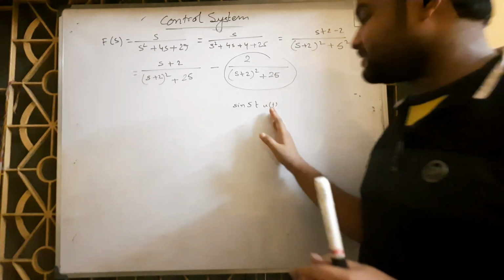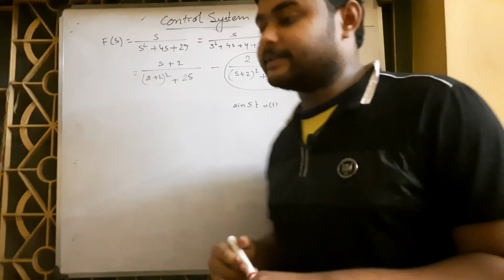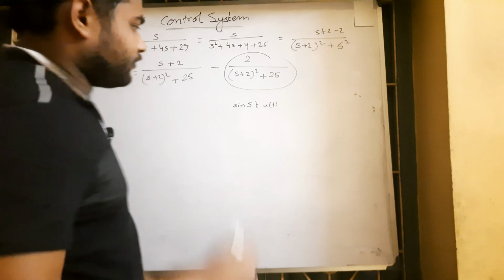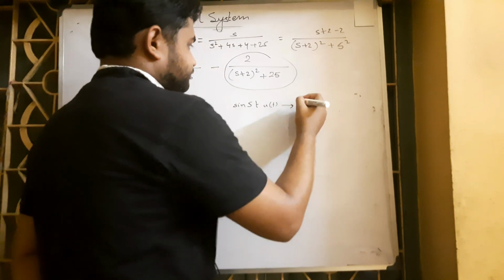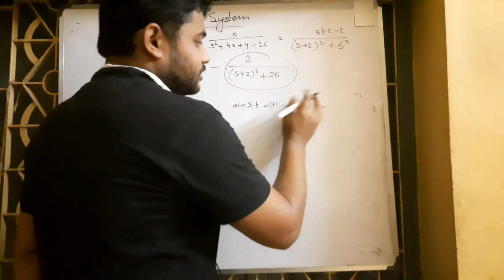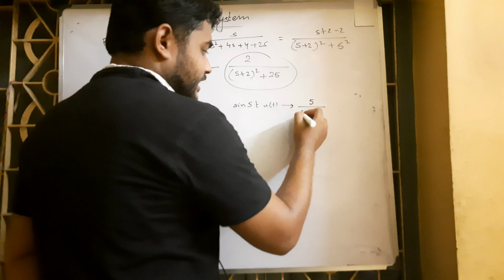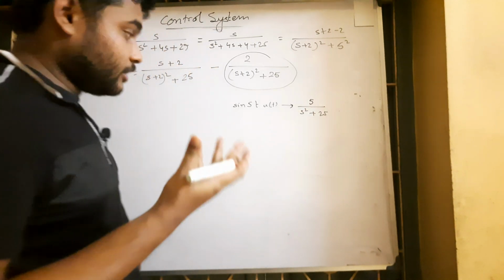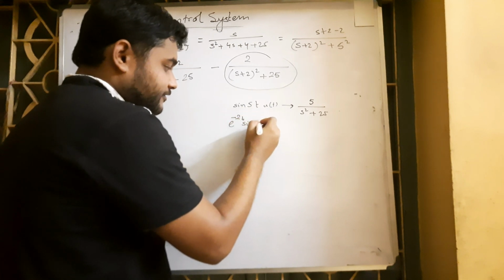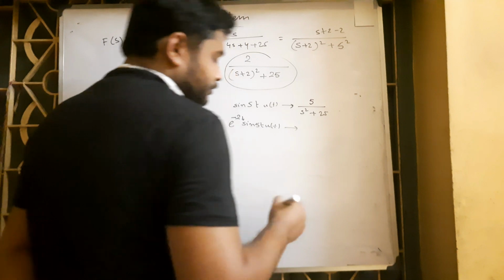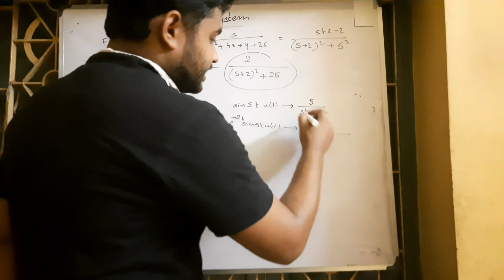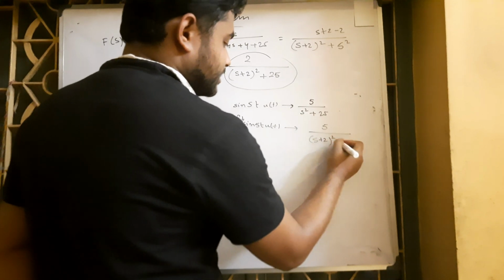As of now, as I can remember right now, I am writing it. Now the thing is, for this you are having omega by s square plus omega square, right? So it is 5 by s square plus 25. Now do the same thing: e to the power minus 2t sine 5t u(t) will give you 5 over, wherever there is s, replace it by s plus 2, s plus 2 whole square plus 25.